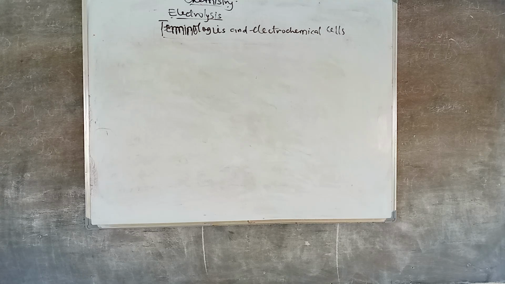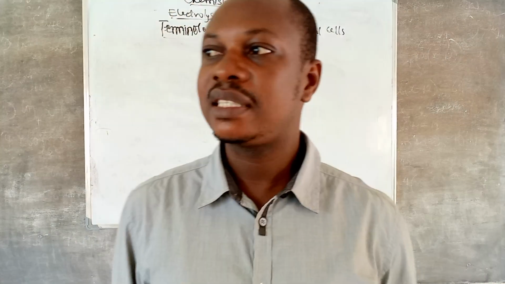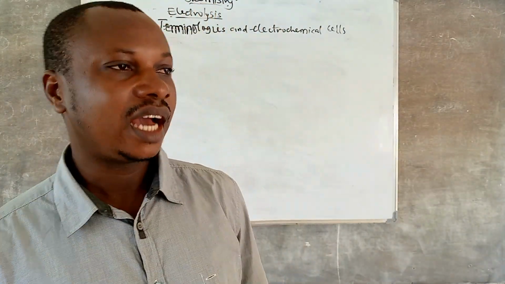There are other terms we use in electrolysis, such as cathode, anode, electrolytic cell, electrolyte, and so on and so forth. Cathode is simply the negative electrode in an electrolytic cell, while the anode is the positive electrode in an electrolytic cell.